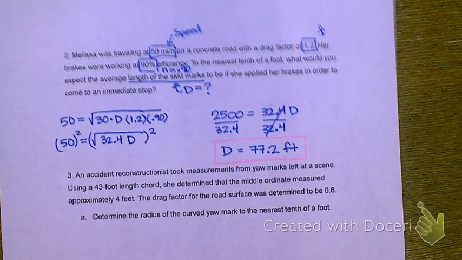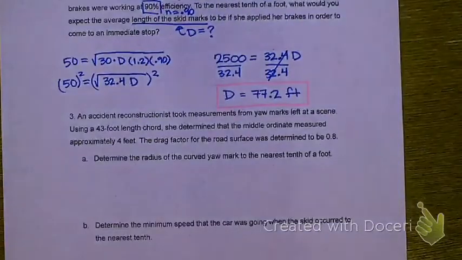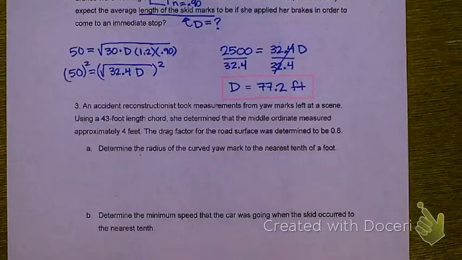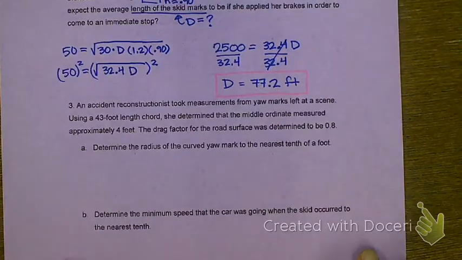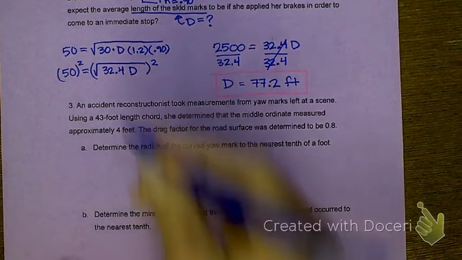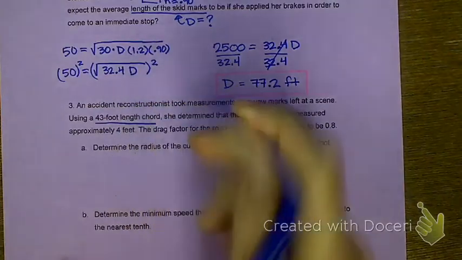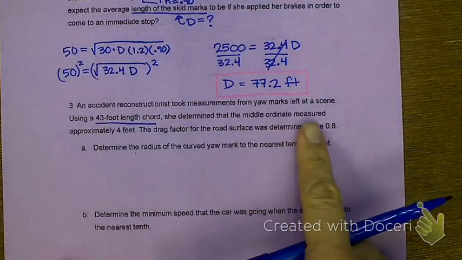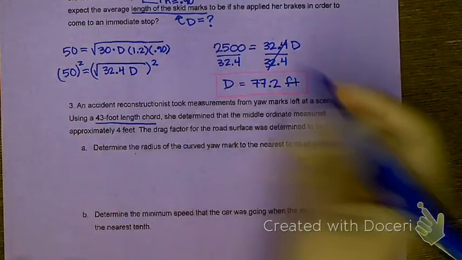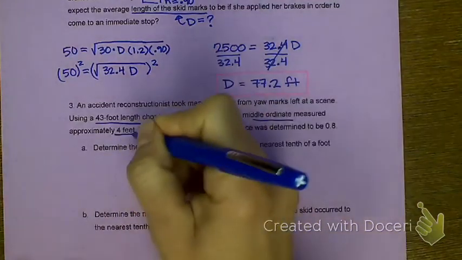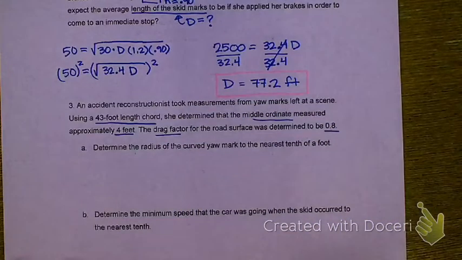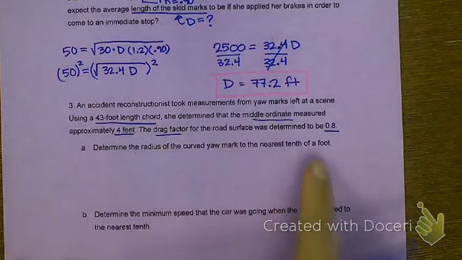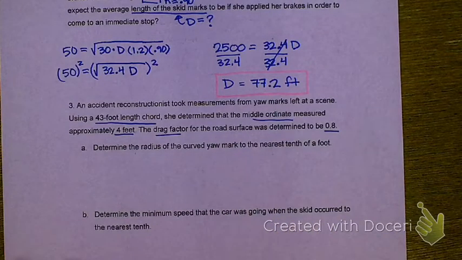All right, let's move on to the next question, number 3. It says an accident reconstructionist took measurements from yaw marks left at a scene using a 43-foot length chord. So we know the chord length. She determined that the middle ordinate measured approximately 4 feet. So I know the middle ordinate is 4 feet. The drag factor was 0.8. It says determine the radius of the curved yaw mark to the nearest tenth of a foot.